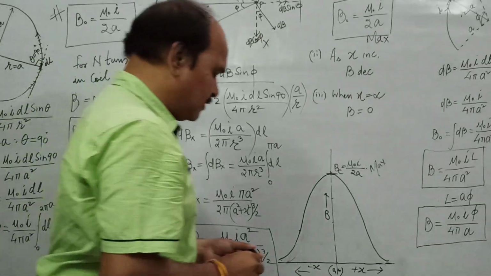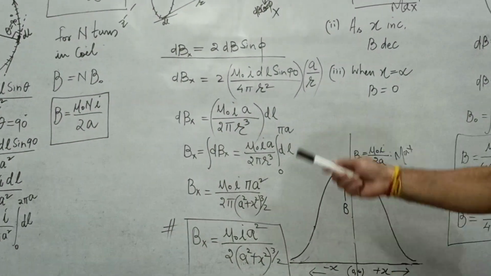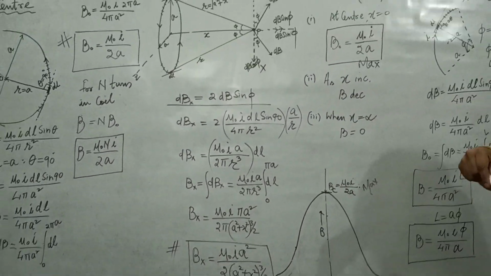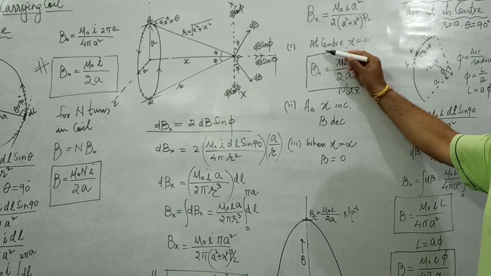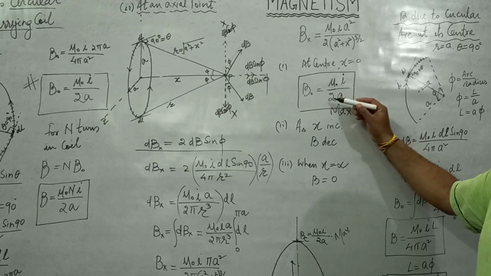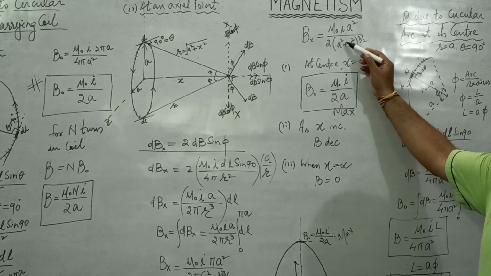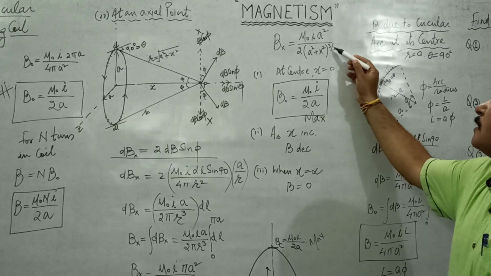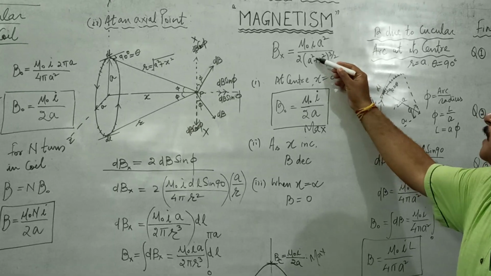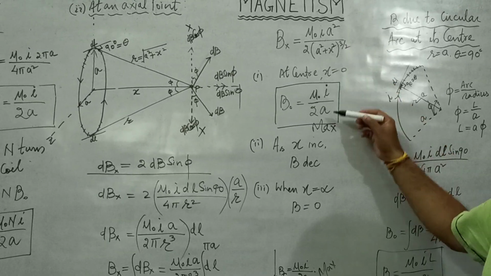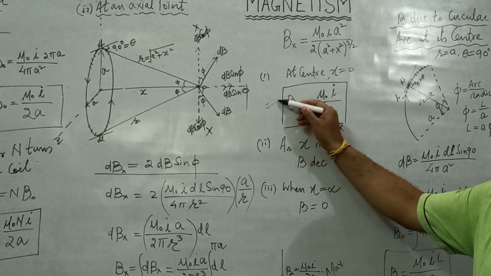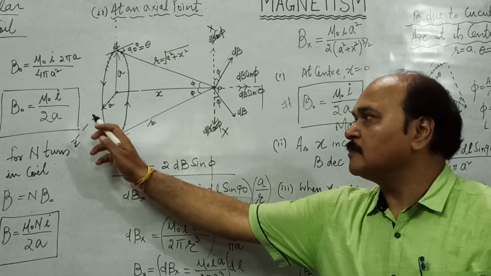This is the value of magnetic field, and you can see in this magnetic field, if we put x is equal to 0, we get the magnetic field at the center, which is mu naught I upon 2a. If we substitute x is equal to 0, a square to the power 3 by 2 is what? A cube, and a cube and a square cancel out, we get a in the denominator. This is the value of magnetic field at the center, which we have already found out.